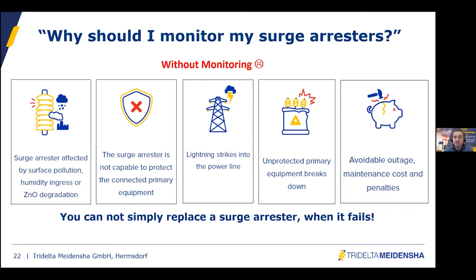And of course, this is, I think, the main thing. Transformers are expensive, and you want to prevent failures and breakdown. And it is possible to avoid those outages, all the costs which are related to the outage, which are related to the maintenance, and also possible penalties that the utilities have to pay depending on the contract and the users they are supplying. So, which means that you cannot simply replace a surge arrestor when it fails, right? It does not really make sense.